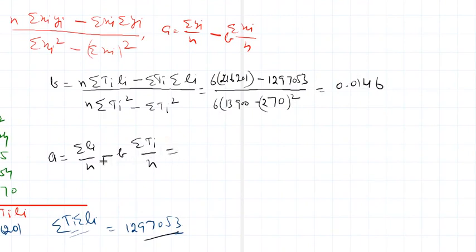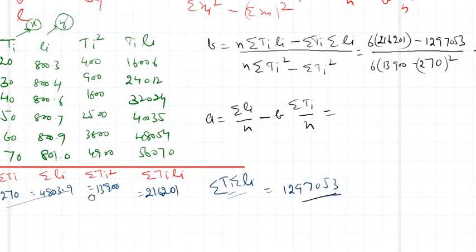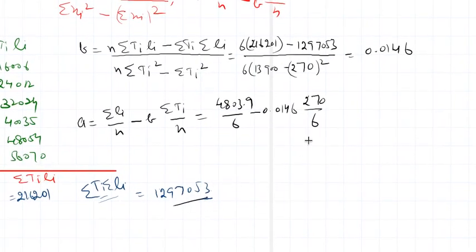0.0146. And if I put their values here, because summation Li is 4803.9, so it is 4803.9 upon 6 minus B, the value of B is 0.0146, into summation Ti, which is 270, so it is 270 upon 6. After simplification this is 799.993. These are the values which we are getting.